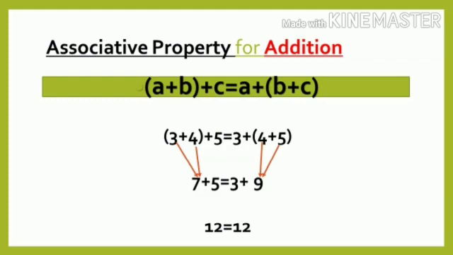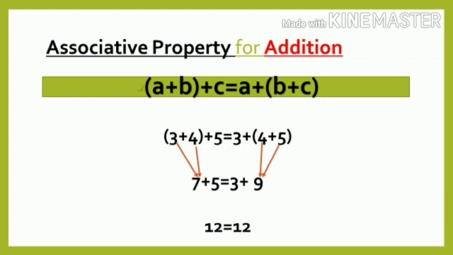Let A is equal to 3, B is equal to 4 and C is equal to 5. First we will keep two numbers together, A and B. Means 3 plus 4 we will keep in brackets and 5 will remain alone. Here, after adding the two numbers which are in brackets, 3 plus 4 will be 7. When we add 7 with 5, we will get the answer 12.